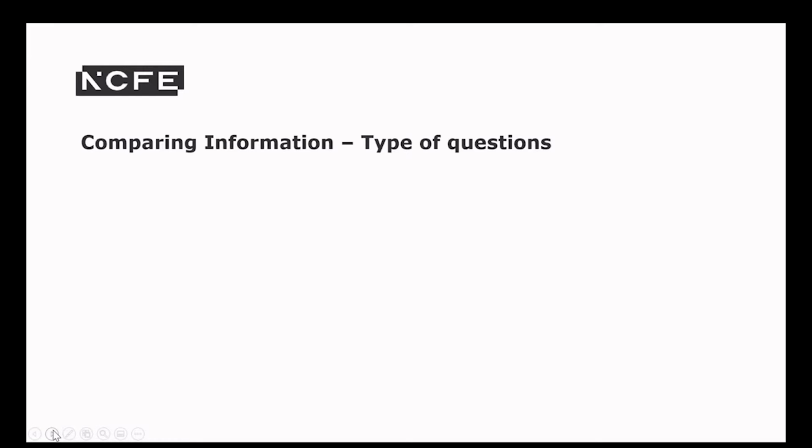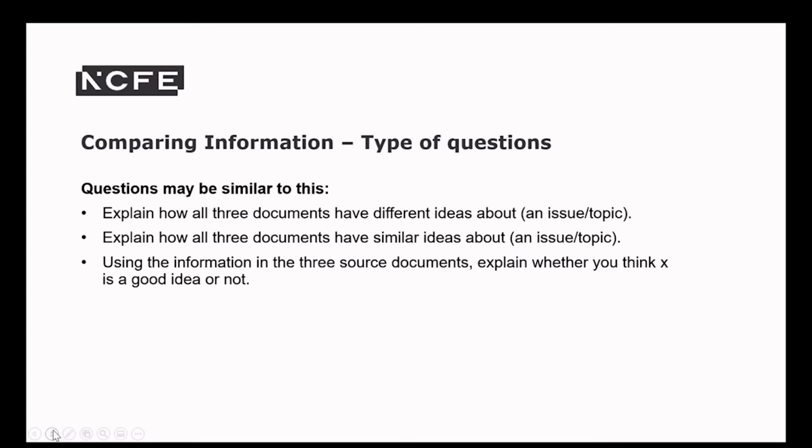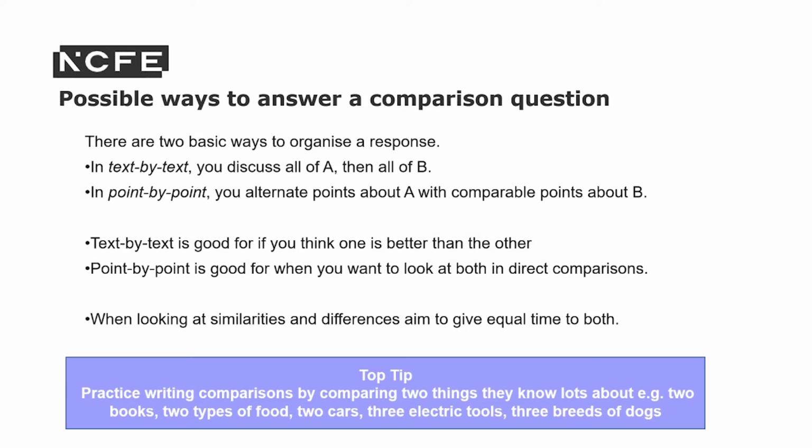So comparing information, the types of questions you might get asked. Questions might be similar to this. Explain how all three documents have different ideas about an issue or topic. Explain how all three documents have similar ideas about an issue or topic. Using the information in the three source documents, explain whether you think X is a good idea or not. Compare and contrast the three source documents, which is the most likely to make you want to support X and Y.